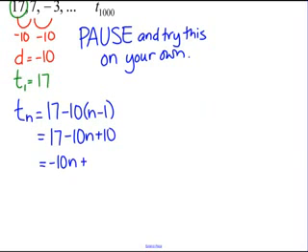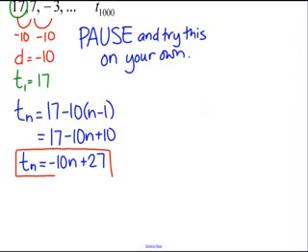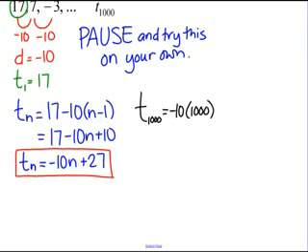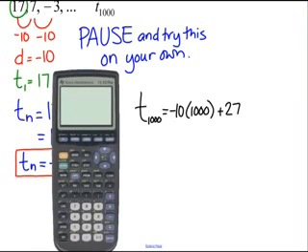And simplifying, we get 17 minus 10n plus 1. Remember, you're distributing that negative, which is negative 10n plus 27. So our formula for the nth term is t sub n equals negative 10n plus 27. Now that we have a formula, we can use that to find the thousandth term. So we'll use n equals 1,000, which gives us negative 10 times 1,000 plus 27.